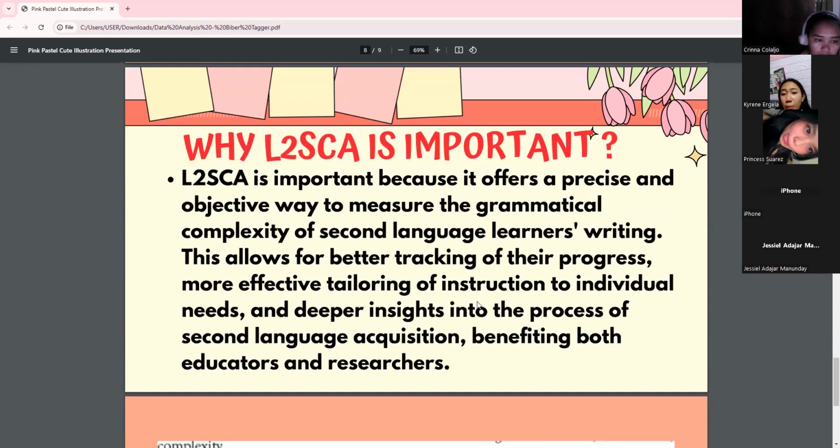So why is L2SCA important? L2SCA is important because it offers a precise and objective way to measure the grammatical complexity of second language learner writing. So this allows for better tracking of their progress, more effective tailoring of instruction to individual needs, and deeper insight into the process of second language acquisition. So benefiting both educators and researchers.